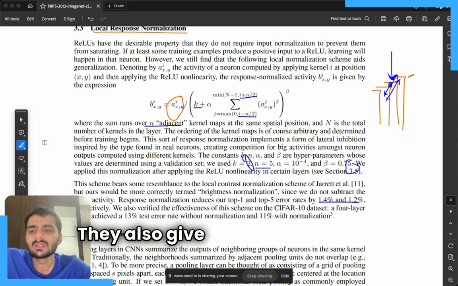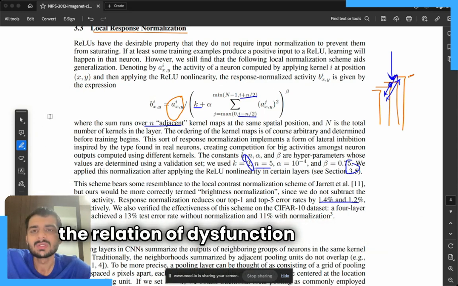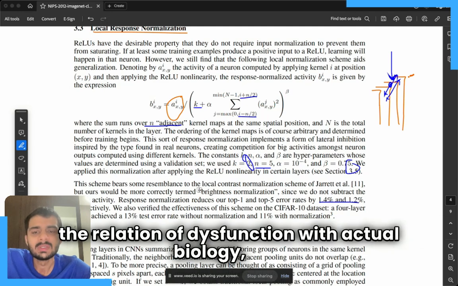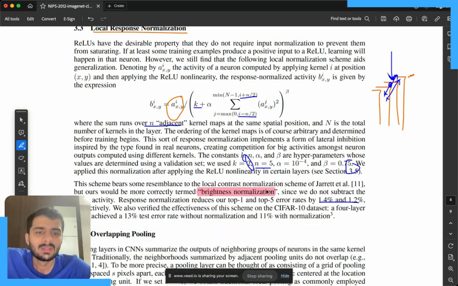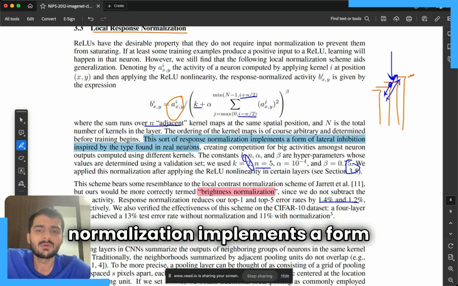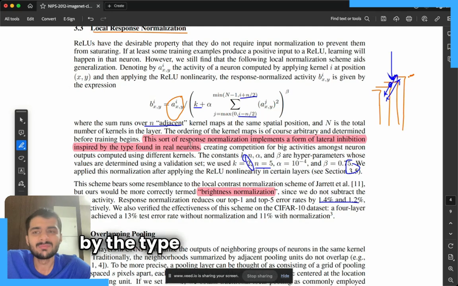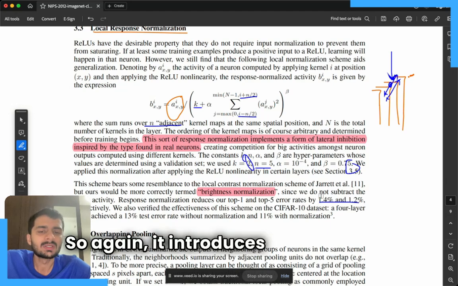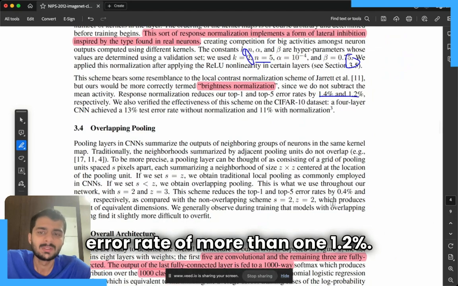They also give some intuition relating this function to actual biology, and they term it brightness normalization. They say that this sort of response normalization implements a form of lateral inhibition inspired by the type found in real neurons. Again, it introduces a reduction in error rate of more than 1.2%.